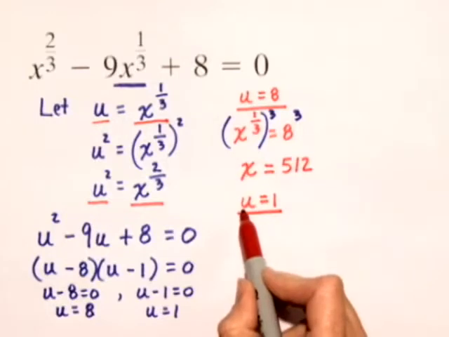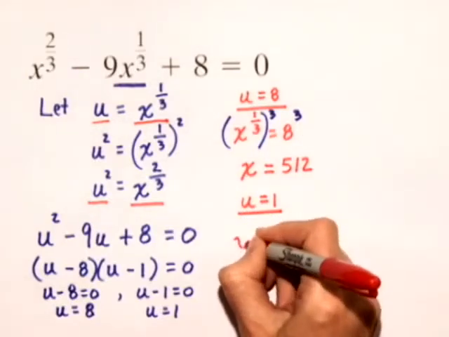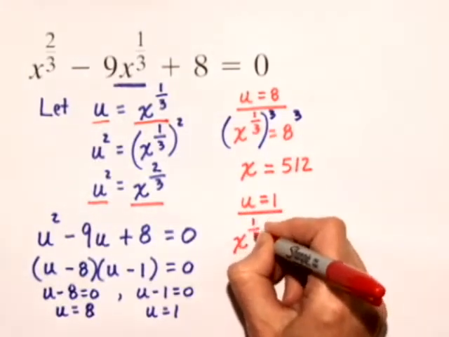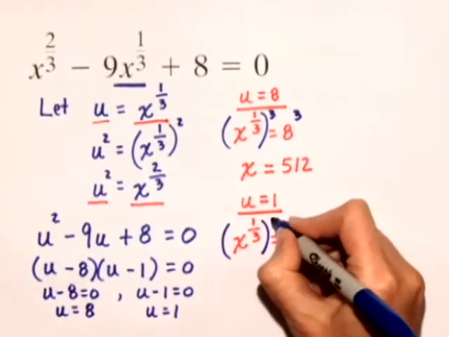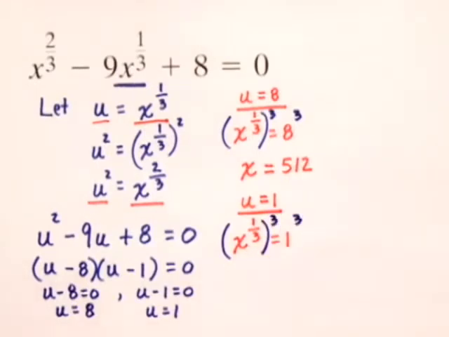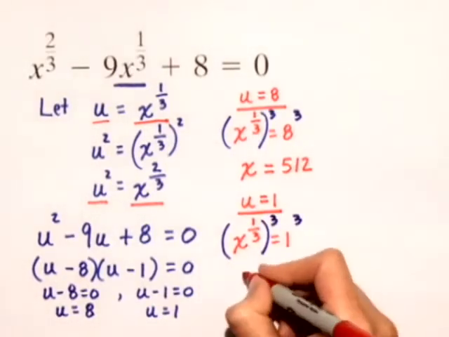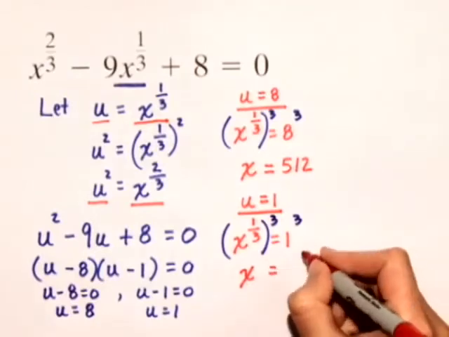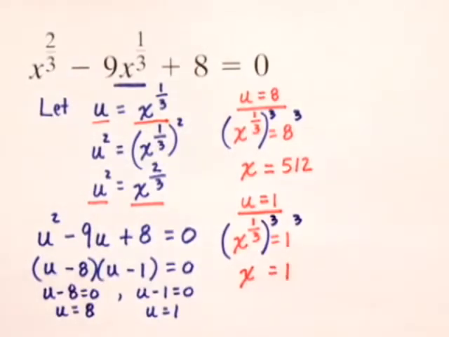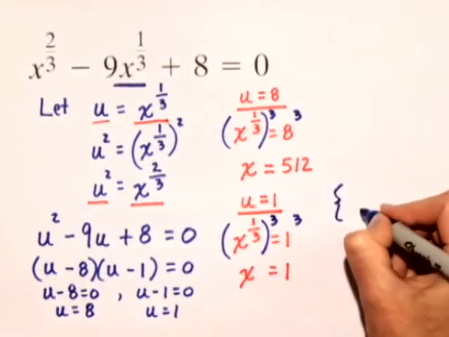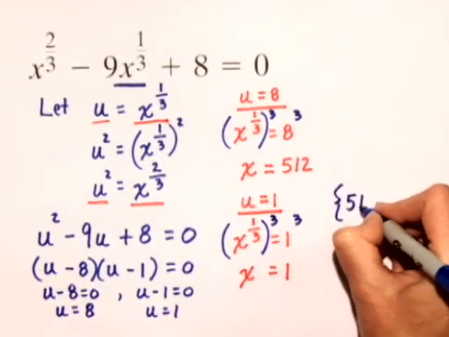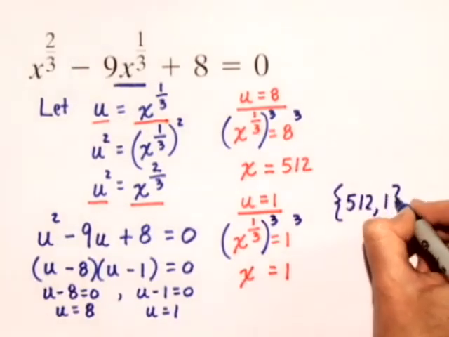For the second solution, we found out that u was equal to 1. Remember, u is the same thing as x^(1/3). So this means x^(1/3) is equal to 1. Again, we'll do the same thing, and we'll cube both sides of this equation. On the left-hand side, we'll just have x, and on the right-hand side, we'll just have 1. So now we have two solutions to our original equation, and the solution set is 512 or 1.